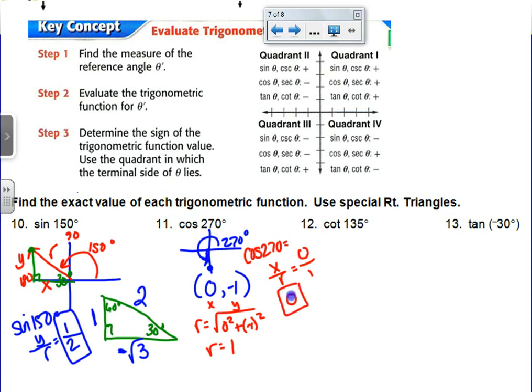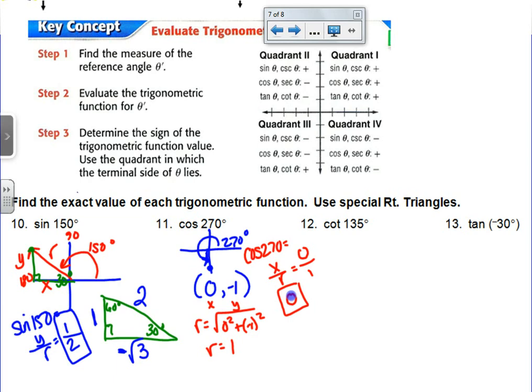Very good. Do me a favor. Go to your calculator. Make sure it's in degree mode. So hit mode, make sure it says degree. And I want you to type cosine of 270. And tell me what your calculator gives you. It gives you the answer of 0.